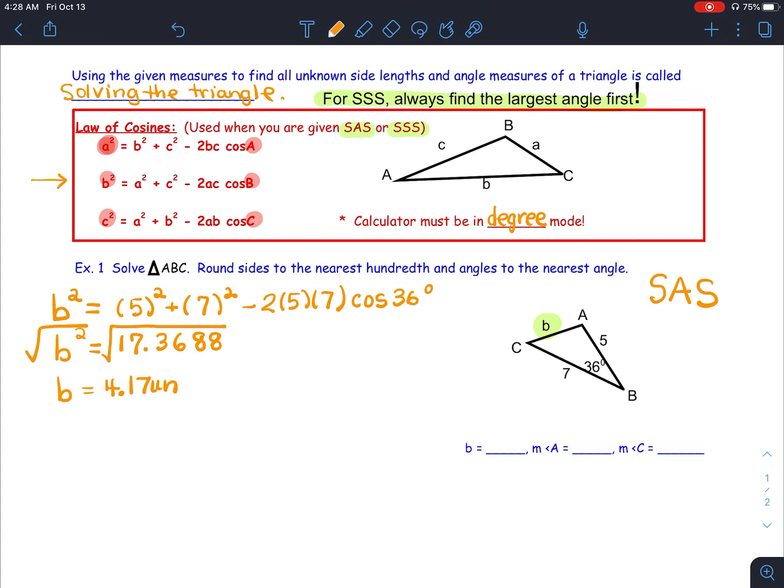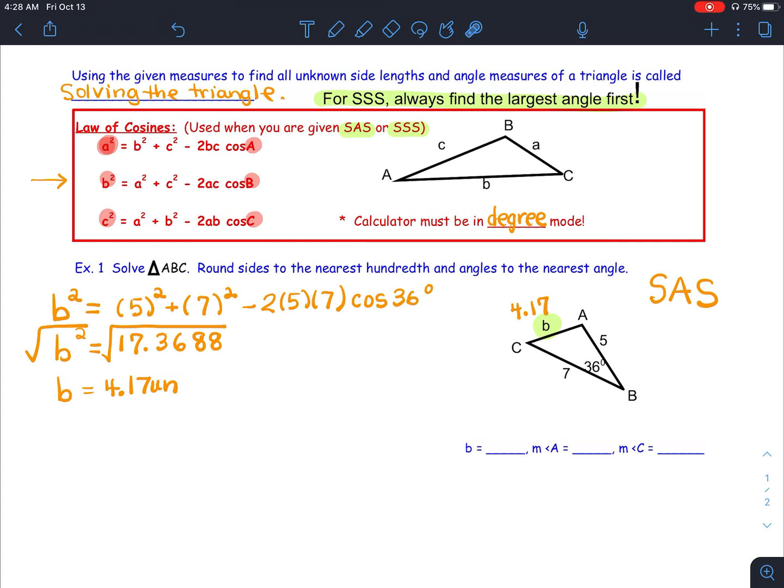Okay, as you find these missing parts, we always want to make sure we're adding them to the picture. So side B is 4.17. Now it is important that when you are doing the law of cosines, you make sure that you continue to use the law of cosines until you have found the largest angle, right? The largest angle.